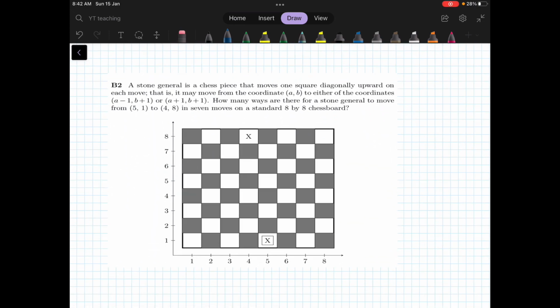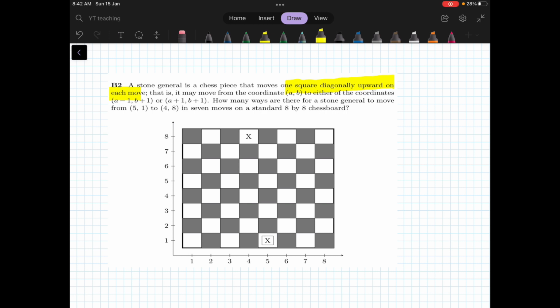Now let us look at the next problem. That's an interesting problem, and it's a game problem. What it says is: a stone general is a chess piece that moves one square diagonally upward on each move.